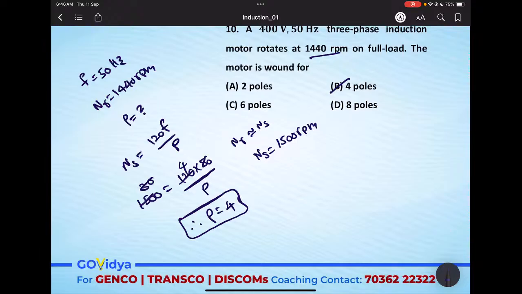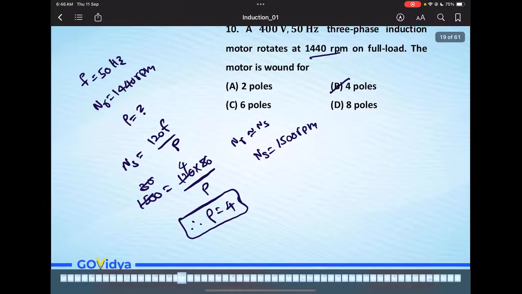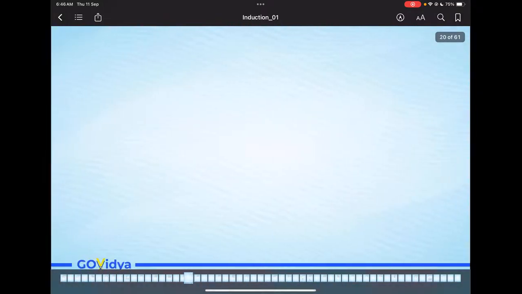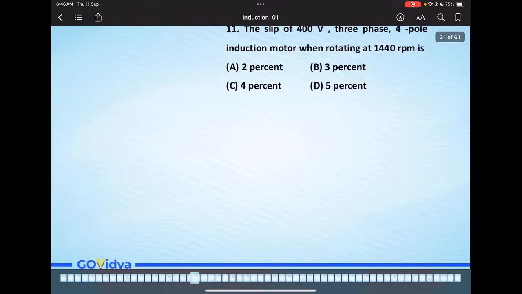We know that the synchronous speed is near about the rotor speed, so we take a nearby round figure. 1440 is given as the rotor speed, so the nearby figure is Ns is 1500 rpm, which we considered. From that we calculated the number of poles. Is it clear? Okay, let's move on to the next question.